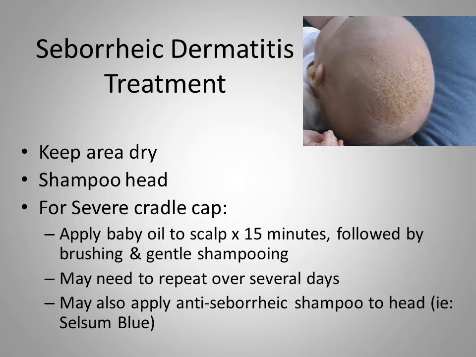Now for severe cradle cap, usually we tell parents to apply baby oil to the child's scalp and let that sit and soak in for about 15 minutes. Once that's happened, they can shampoo the head using that brushing action, but they need to know that they're not going to get it all off with just one application. It's going to take several repeated hair washings with the baby oil soaking into the scalp on several different occasions to be able to remove it, and they may not be able to remove all of it.